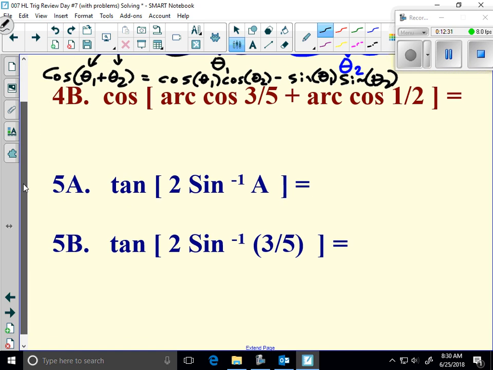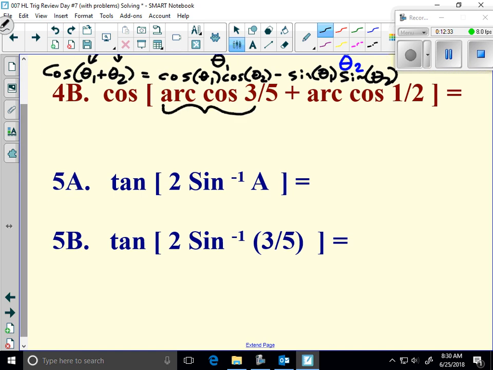So let's see what I would do here. Let's call this theta 1 and sketch it over here. Theta 1 would be, let's see, cosine is 3/5. So I have a 3 and a 5. This is theta 1. That would have to be a 4.